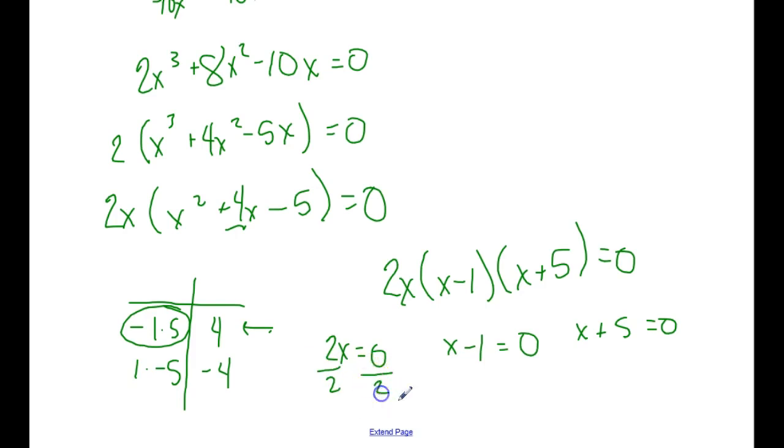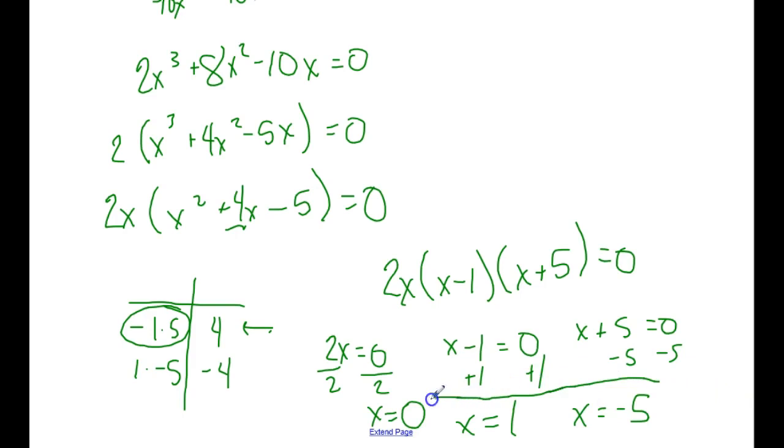So I divide everything by 2, so x equals 0. I add 1, x equals 1, and then I subtract 5. X equals a negative 5. So I have multiple solutions for this equation. These are called solutions or answers or roots or zeros. Any of those words mean the same thing. So these would be my roots to that equation.